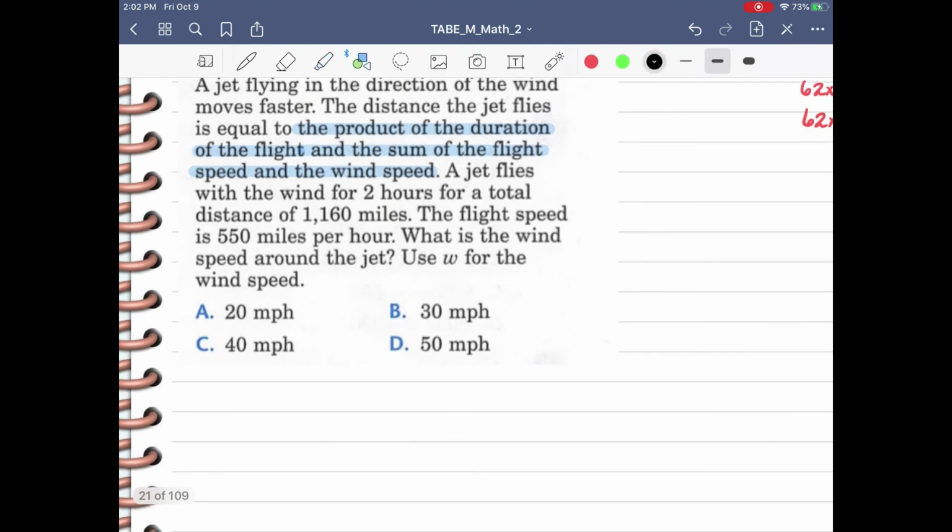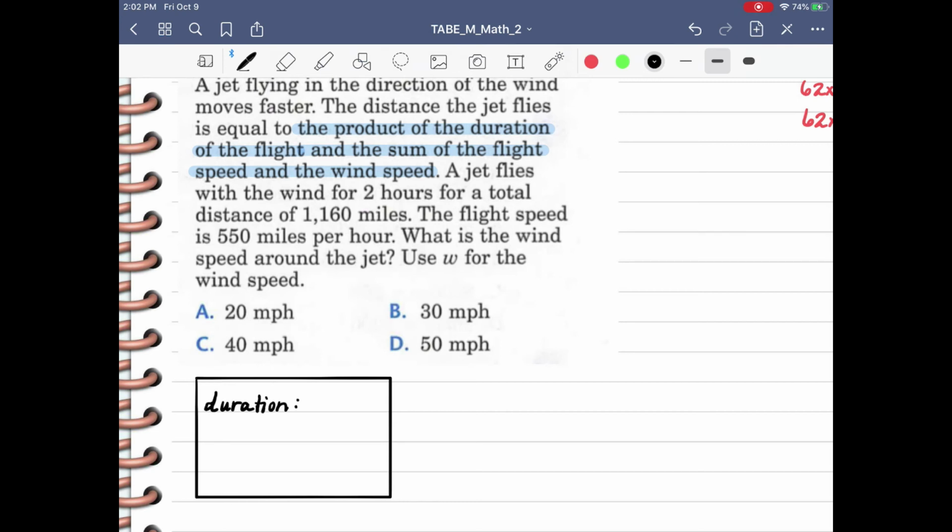I am going to do a variable box on this one just to help me keep it organized. So here are the variables involved in this problem. We have duration, which is length of the flight. We have speed of the jet itself, that's the flight speed. And we have the speed of the wind. I think that's what's confusing to me. They're two different kinds of speeds. We also have miles. We have distance.